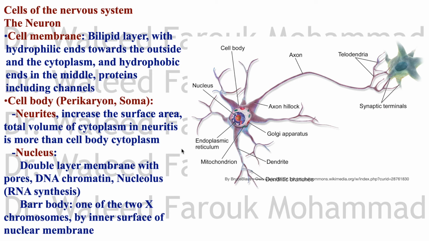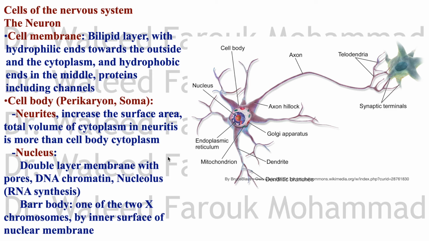The cell body, called the perikaryon or soma, has neurites, which are processes extending from the cell body, either dendrites or axon. Their purpose is to increase the surface area. The total volume of the cytoplasm in neurites is more than the cell body cytoplasm. So if you calculate the amount of cytoplasm in these neurites, it's more than the amount you see in the cell body.